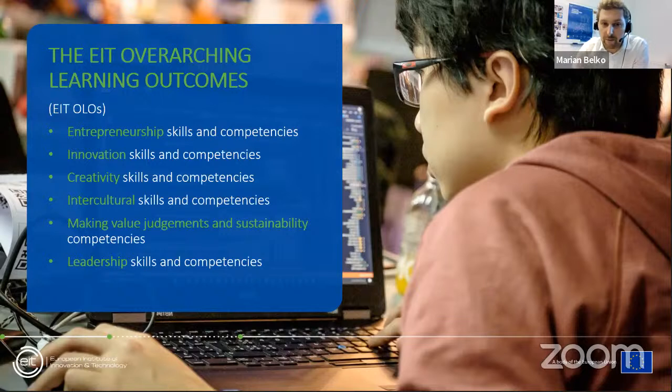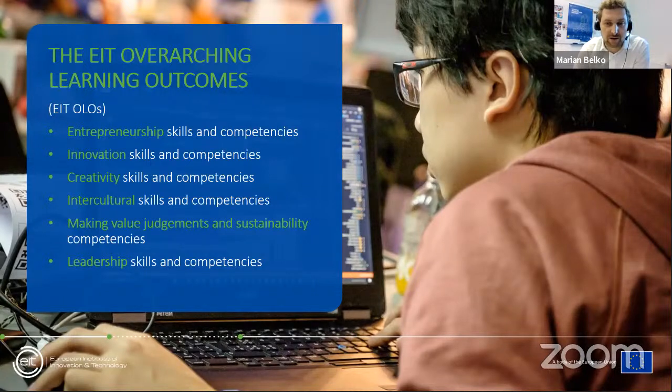A very key element of this initiative of the EIT Label is the focus on learning outcomes. So, the definition of skills and competencies that are present in these education programs. Students graduating from our master and doctoral education are endowed with these skills and competencies: entrepreneurship, innovation, creativity, intercultural skills and competencies, making value judgments and sustainability, and leadership.